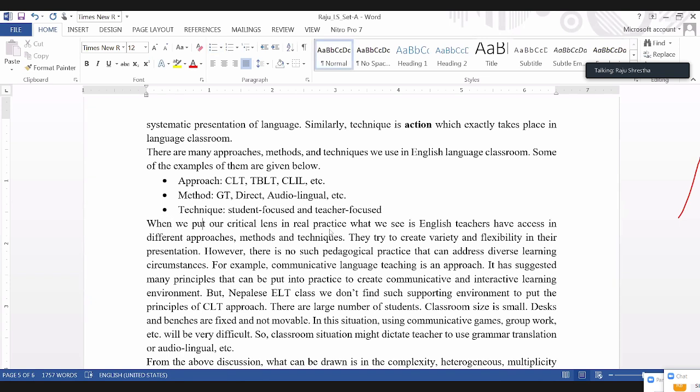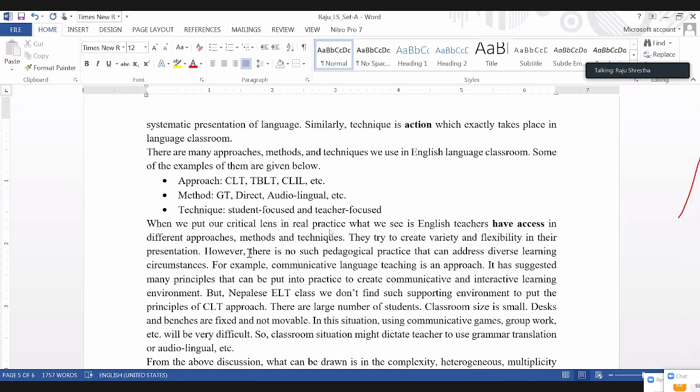Now, when we put our critical lens on real practice, what we see is English teachers have access to different approaches, methods, and techniques. They try to create variety and flexibility in their presentation. However, there is no such pedagogical practice that can address diverse learning circumstances.